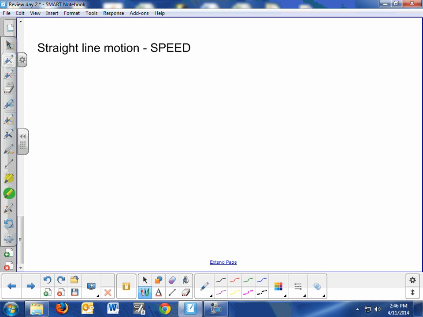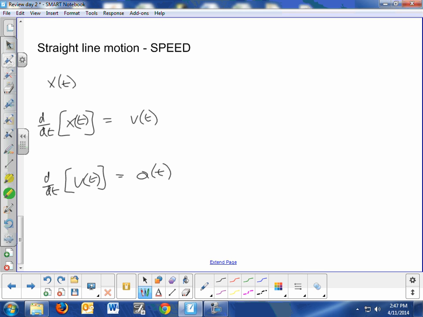Straight line motion or speed. We need to talk about speed as well. But remember, we're given a position function. If I take the derivative of that position function, what do I get? I get my velocity function. If I took the derivative of my velocity function, I get my acceleration function. The absolute value of velocity is speed. So speed is always positive.